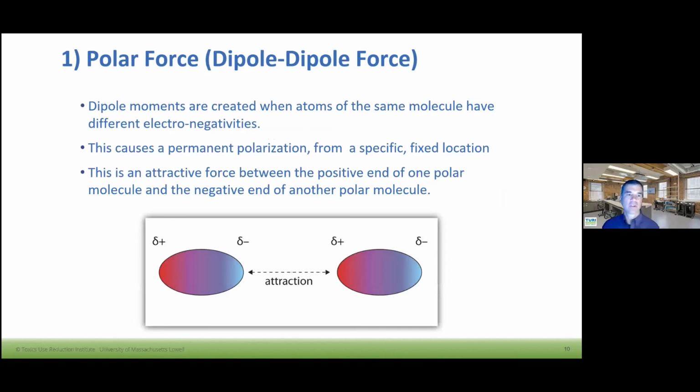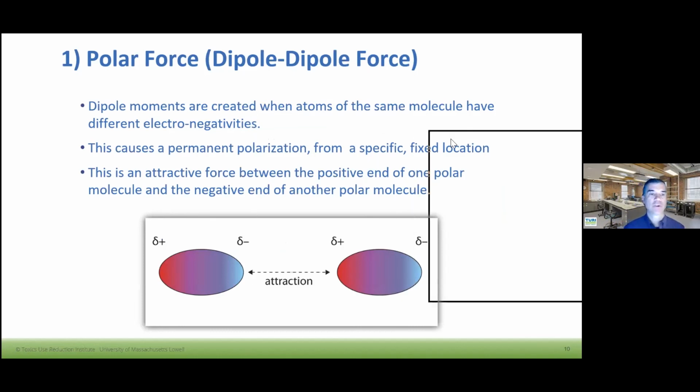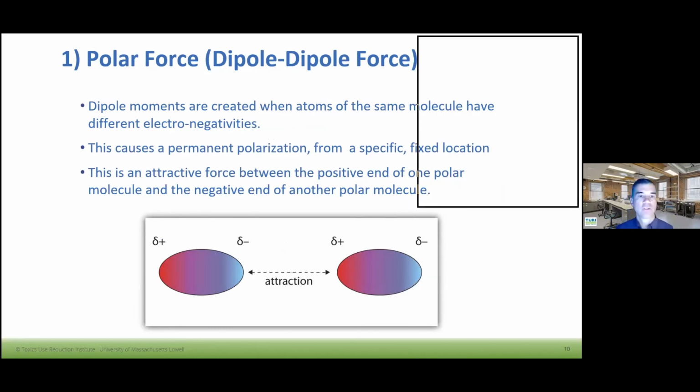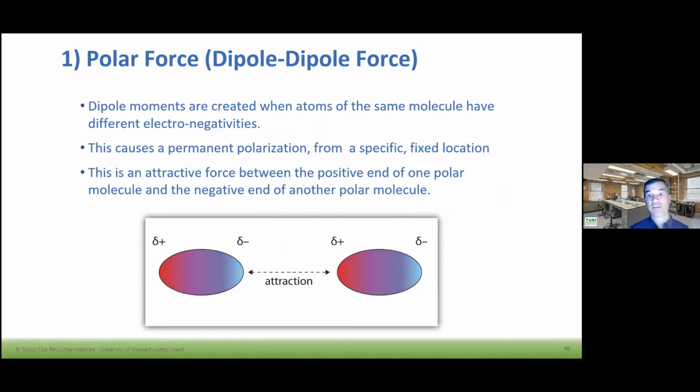The first intermolecular force is a polar force, or dipole-dipole force. These dipoles are created when individual atoms within a molecule have different electronegativity values. This causes polarization, where one side of the molecule is negative and the other is positive. The attractive force between the positive end of one polar molecule and the negative end of another polar molecule is called the polar force.